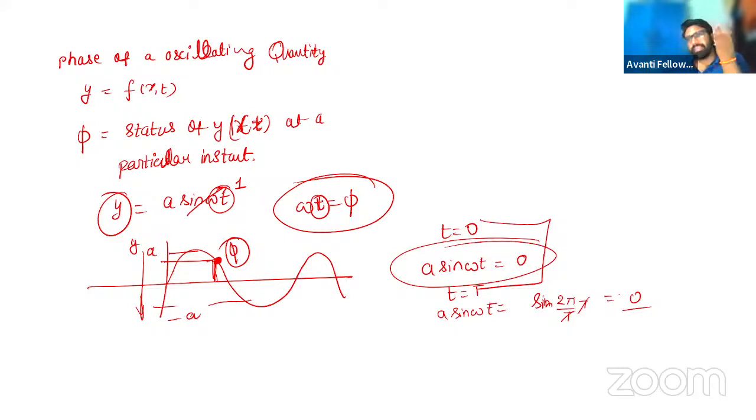which means this phase represents the status of any particular oscillating quantity for a specific time. At any time, at what position is any object, what is the magnitude of any oscillating vector, at what angle is it, all that information, especially the status of that particular object, is given by phasors. Okay, clear?